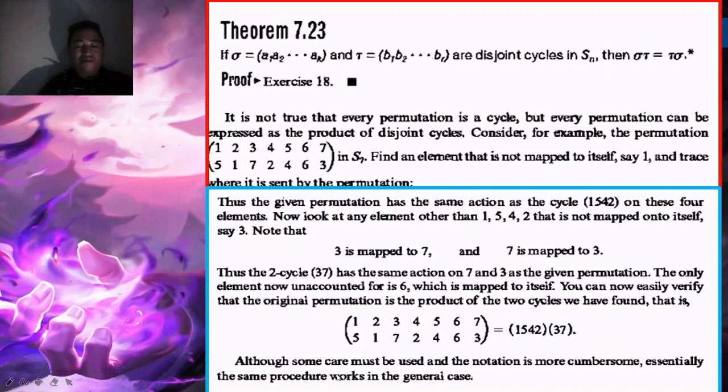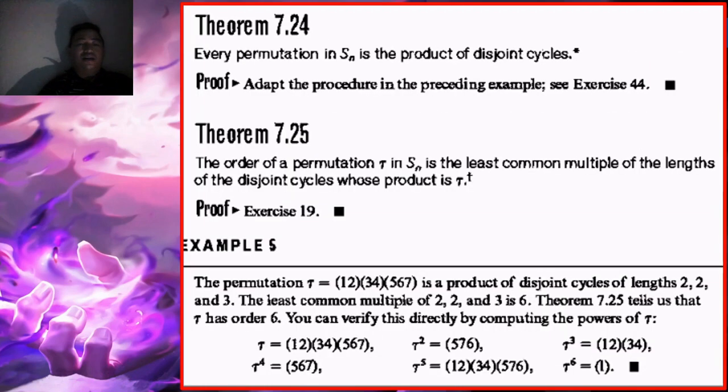Although some care must be used and the notation is more cumbersome, essentially the same procedure works in the general case. Every permutation in Sn is a product of disjoint cycles. Theorem 7.25: the order of the permutation tau in Sn is the least common multiple of the lengths of the disjoint cycles whose product is tau.